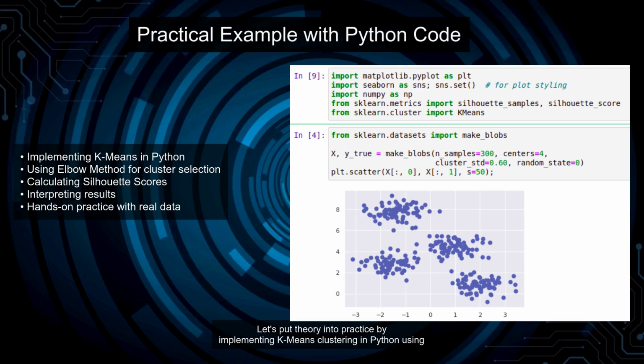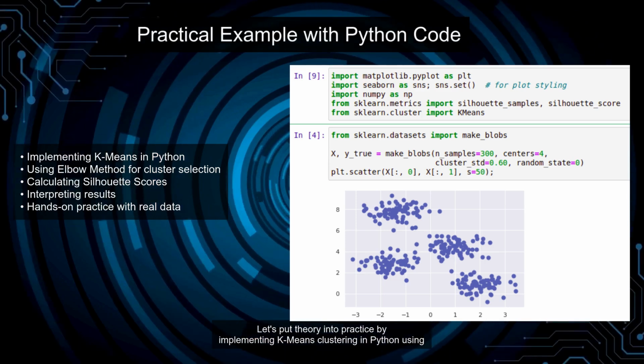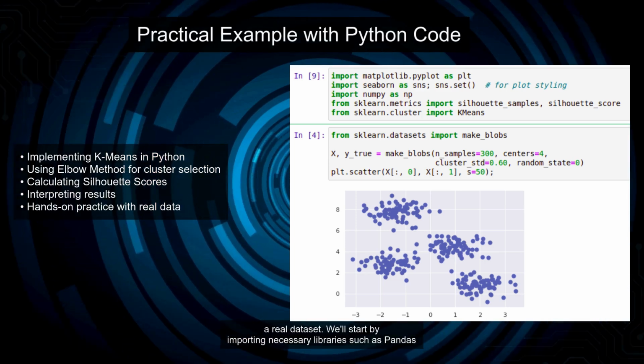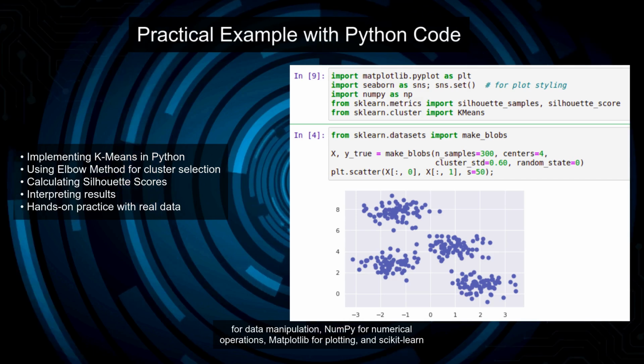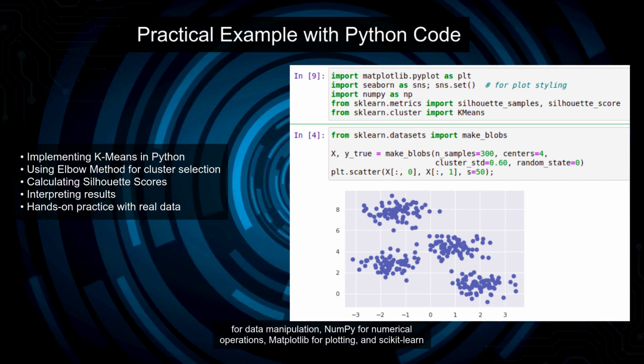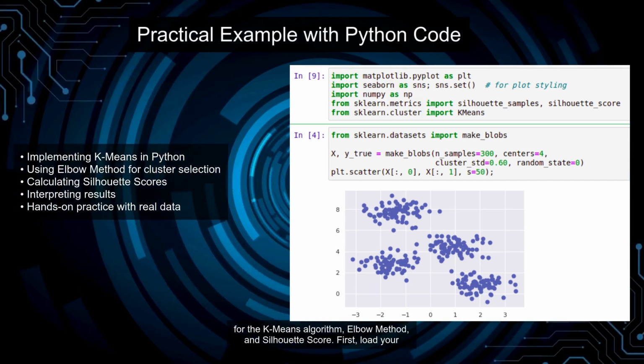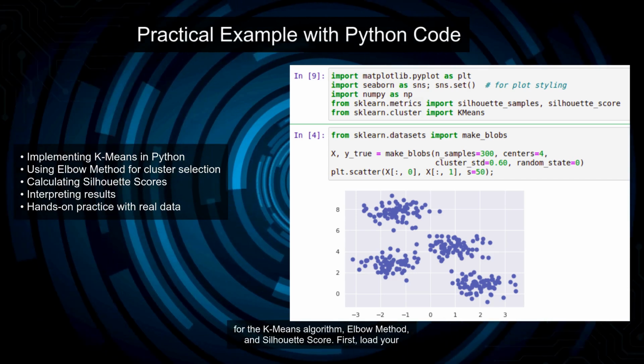Let's put theory into practice by implementing k-means clustering in Python using a real dataset. We'll start by importing necessary libraries such as pandas for data manipulation, NumPy for numerical operations, matplotlib for plotting, and scikit-learn for the k-means algorithm, elbow method, and silhouette score.